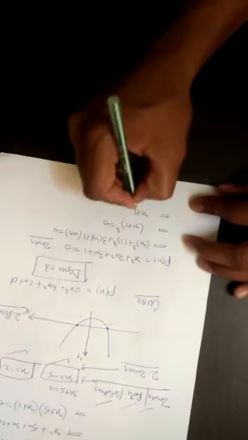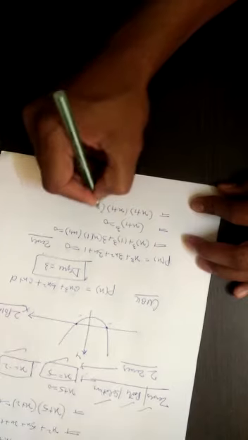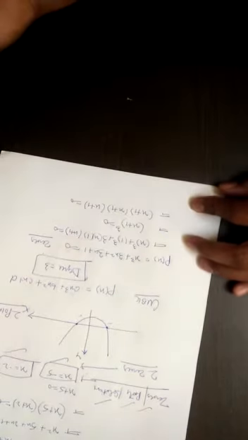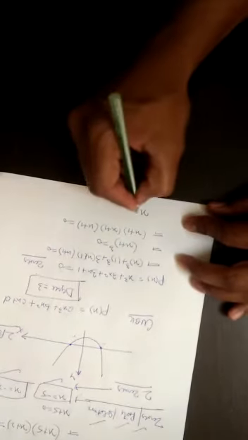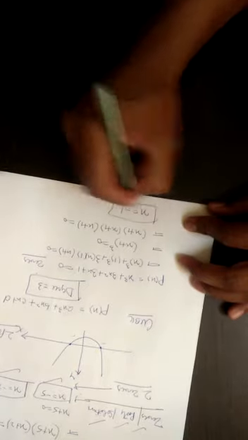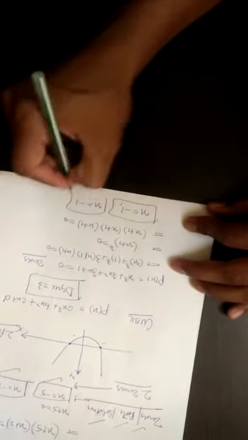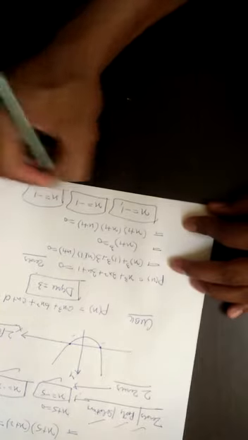We know how to factorize the cubic polynomial, so we can write it as x plus 1, x plus 1, x plus 1 equal to 0. So clearly we'll get 3 values of x. x is equal to minus 1, x is equal to minus 1, x is equal to minus 1.